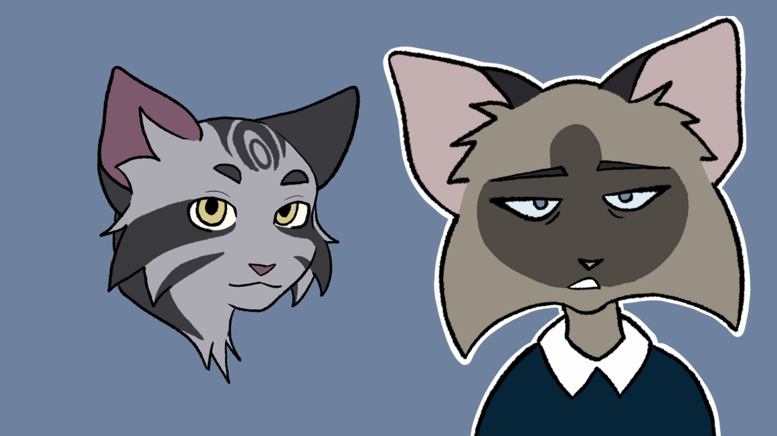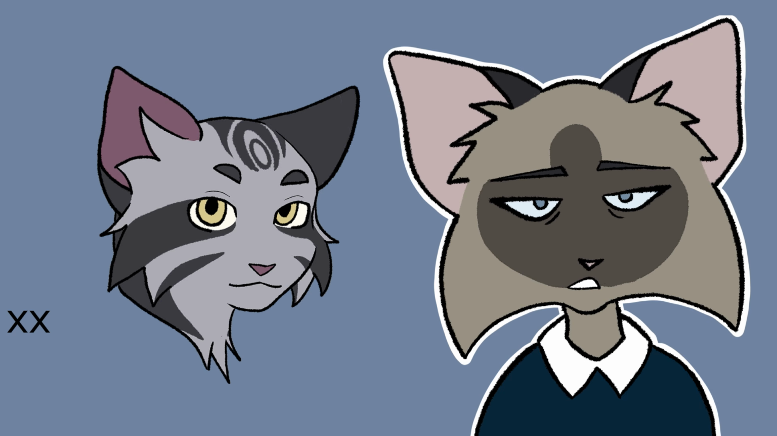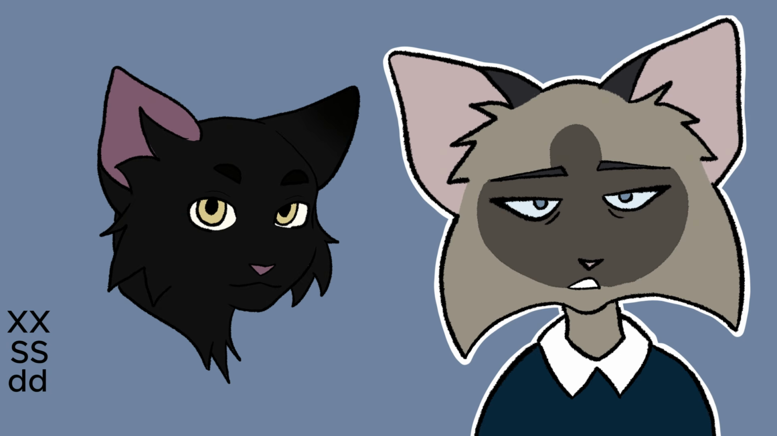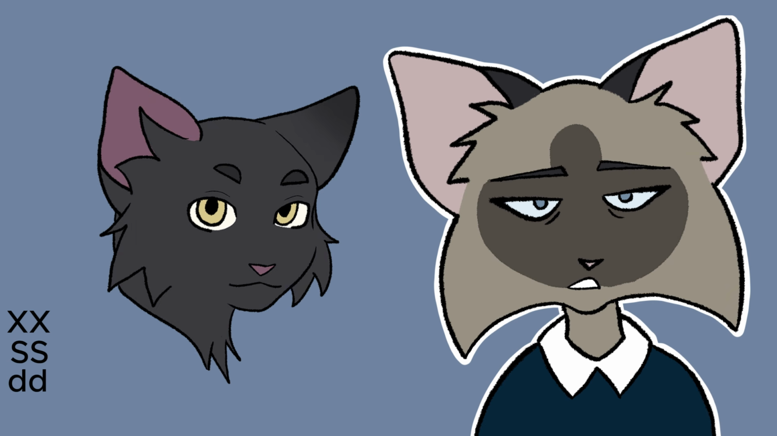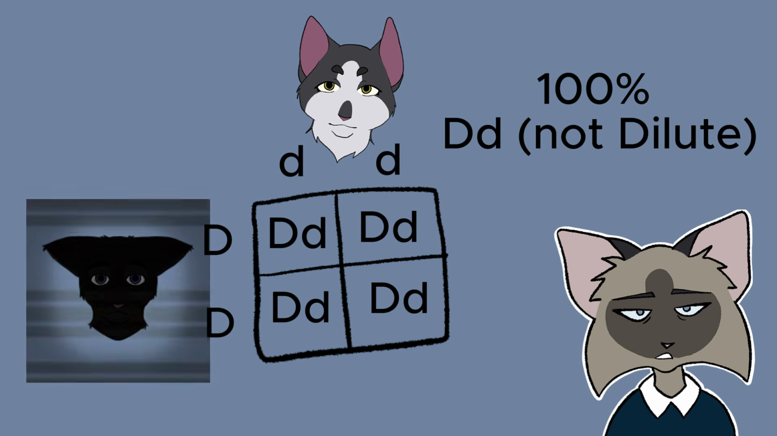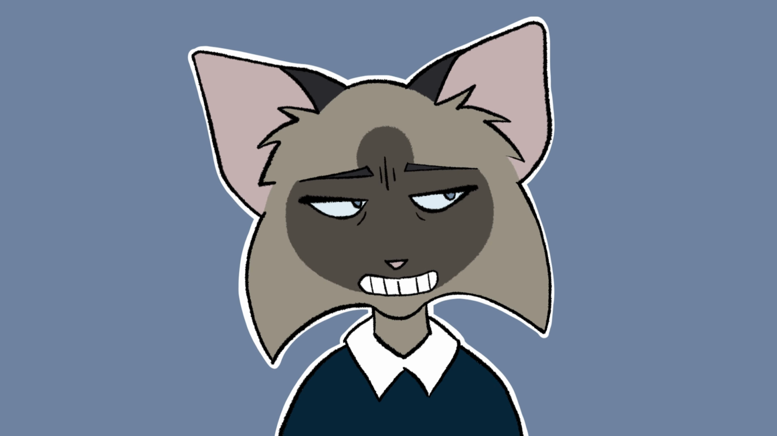Now, their daughter Moonflower is described as a silver gray she-cat with dark stripes. So we know she would be XX with a base color of black, big S for no white, and little d because she's gray, so she'd have to be dilute. This also confirms that Rooktail would have to be big D little d, because if he were big D big D, Moonflower could not be dilute. Okay, so here's where we run into some problems.